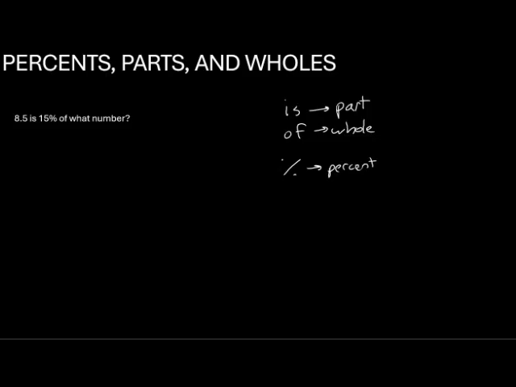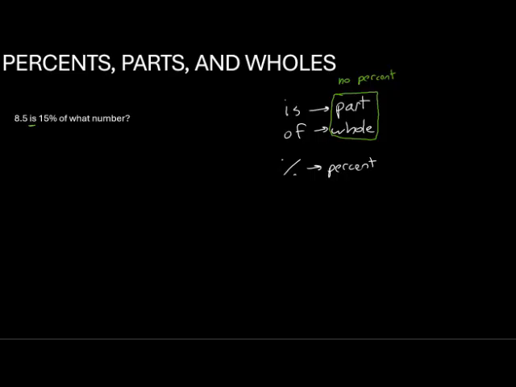If we look next to the word is, we see two numbers. We see 8.5 and 15%. It may be confusing to figure out which one of those you need. But when we are looking at parts and wholes, they cannot have any percents. Only the percent is allowed to have percent signs.